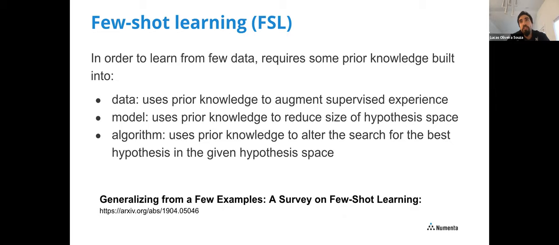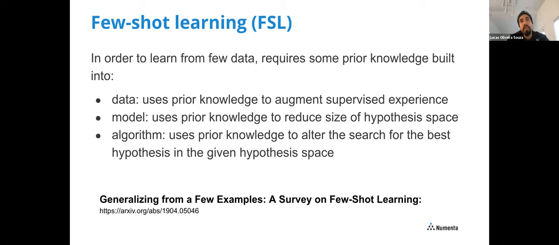And we can see that, for example, when you restrict the number of parameters you update in the model, you make the number of free parameters smaller. So it's easier to learn towards that specific hypothesis space where you think the solution is. Or it can be built into the algorithm, and you use this prior knowledge to alter the search for the best hypothesis in a given hypothesis space.